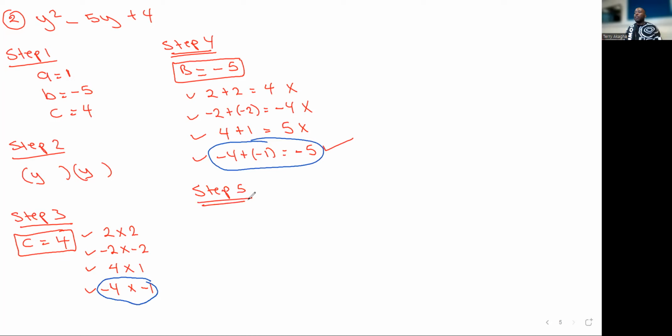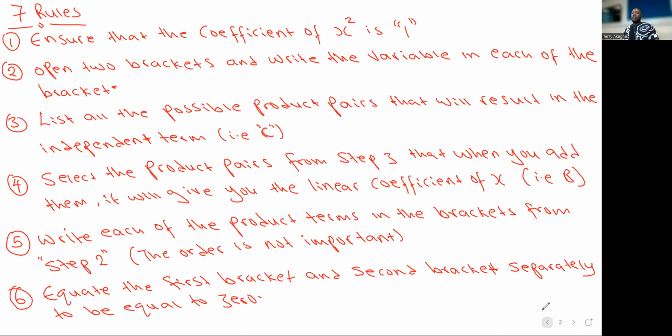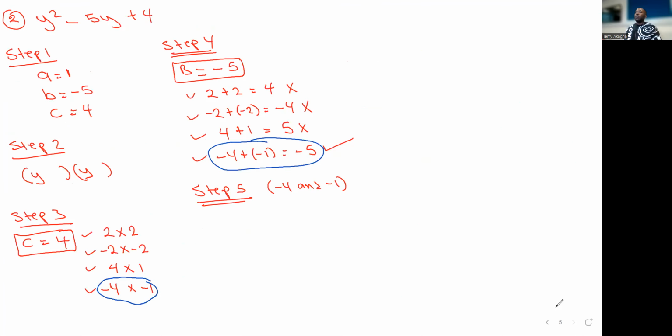So step 5, we know the numbers that gave us was minus 4 and minus 1. So what does step 5 say? So step 5 is that you have to write down each of these product terms in the bracket from step 2. So we have to go back to step 2. This bracket, we have y and we have y. So the first term we have there is minus 4. The second term we have there is minus 1. Okay?